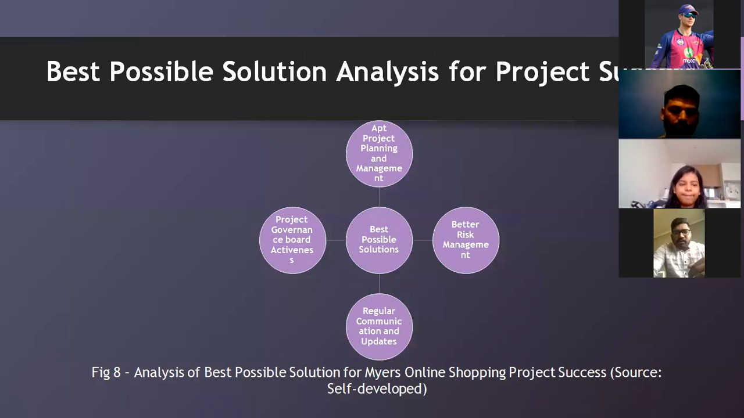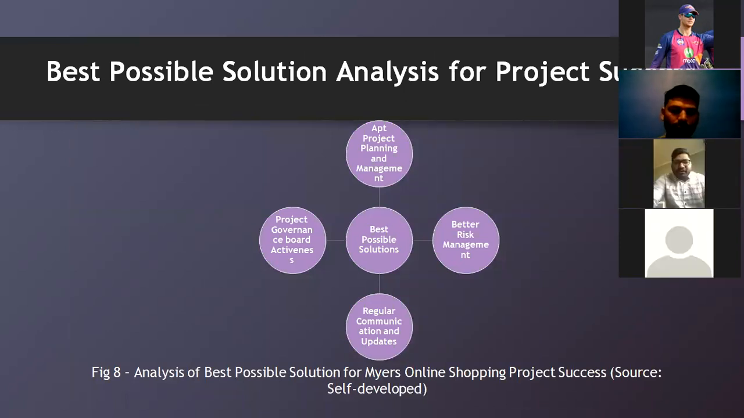Thank you, Tirisri. As my friends explained, I want to explain further. Now we have the best possible solution analysis for the project success. Here are the 4 ways: project planning and management, better risk management, regular communication and updates, and project governance board activities. Coming to project planning and management, the project failure due to ineffective project planning and management on the side of IBM can be resolved effectively through the implementation of project planning and management techniques and principles.